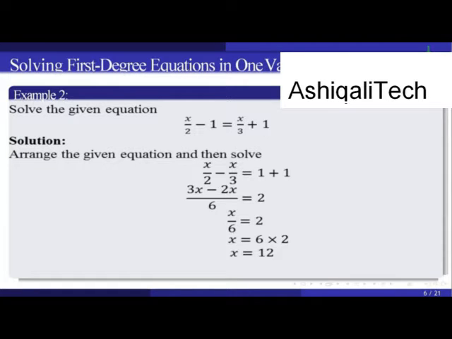That is, after simplification, we get x over 6 is equal to 2 and x is equal to 6 times 2, which is 12. So the solution of the given equation is x is equal to 12. Dear students, you can see that if you put x is equal to 12 in the given equation, you get both sides equal. So in this way, you can also check the solution.